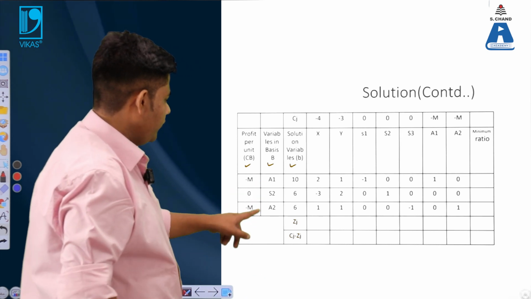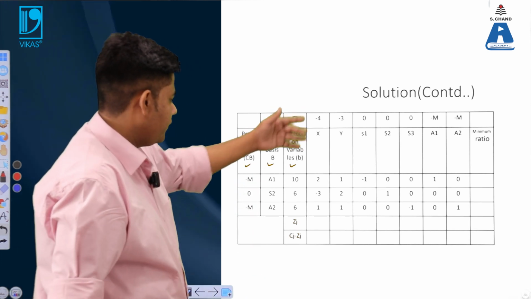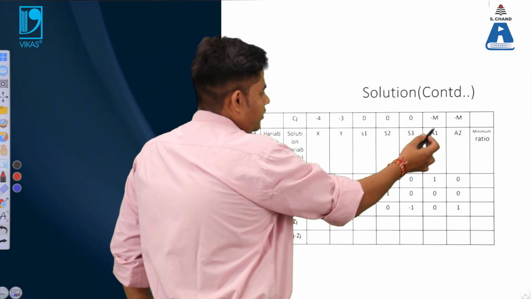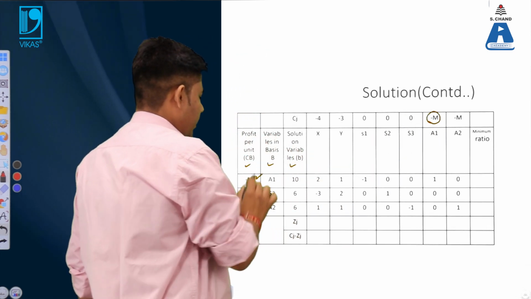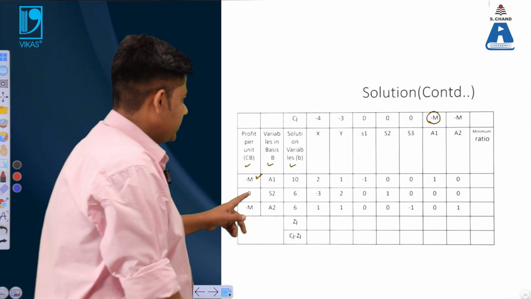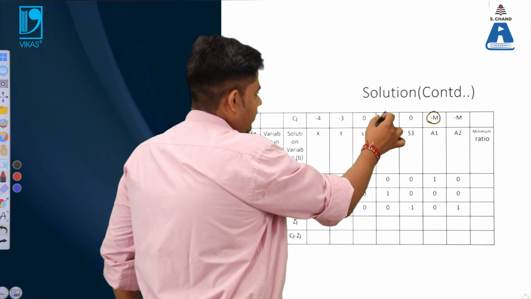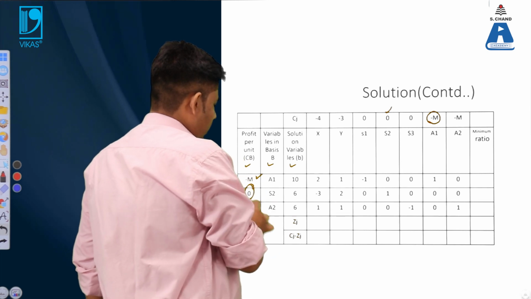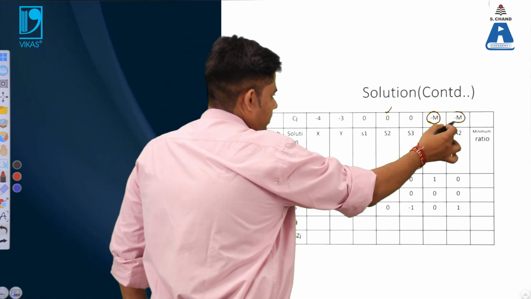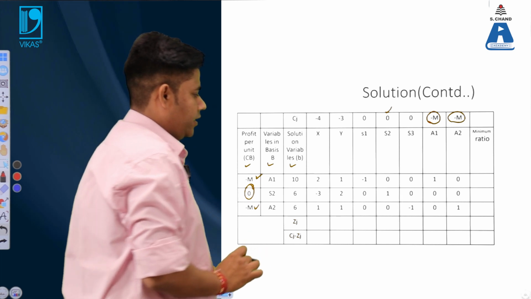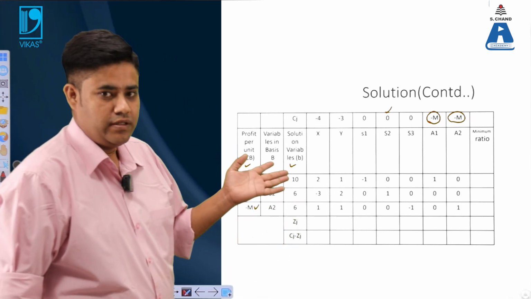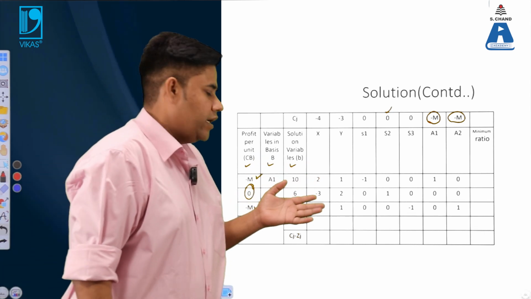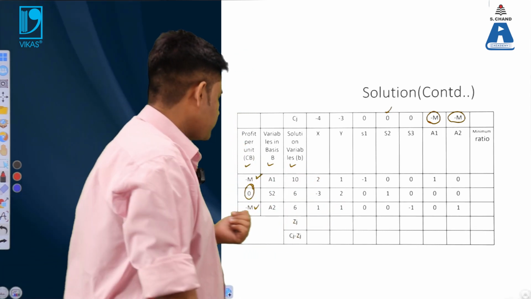For the coefficients, you look at the objective function. For A1, the objective function has the coefficient minus M, so you write minus M here. For S2, the coefficient is 0, so you write 0 here. For A2, the coefficient is minus M, so you write minus M here. This is the same procedure that we saw in the question we did before the break.